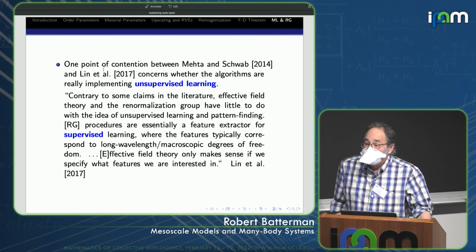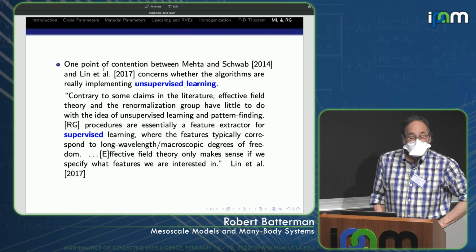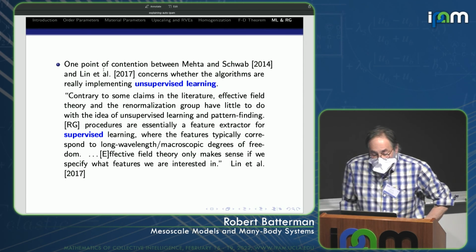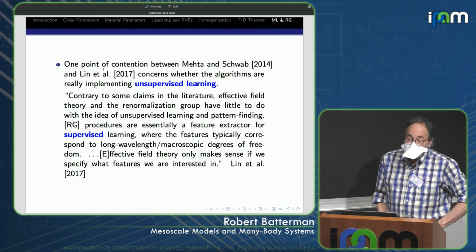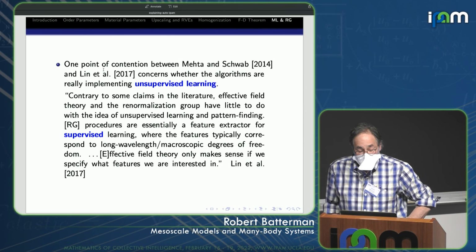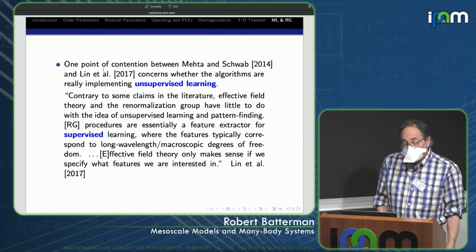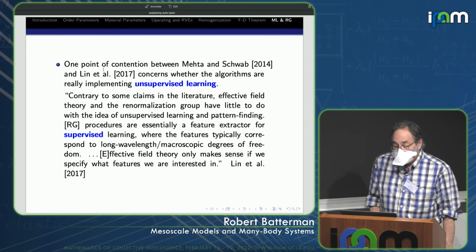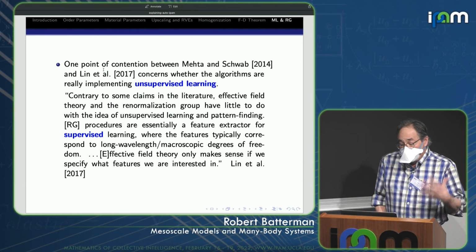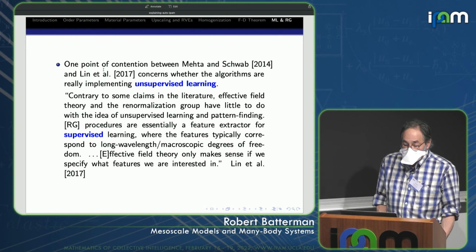One point of contention between Mehta and Schwab and Lin et al. concerns whether the algorithms are really implementing unsupervised learning. So Lin says, contrary to some claims in the literature, effective field theory and the renormalization group have little to do with the idea of unsupervised learning and pattern finding. Renormalization group procedures are essentially a feature extractor for supervised learning, where the features typically correspond to long wavelength macroscopic degrees of freedom. Effective field theories only make sense if we specify what features we're interested in.